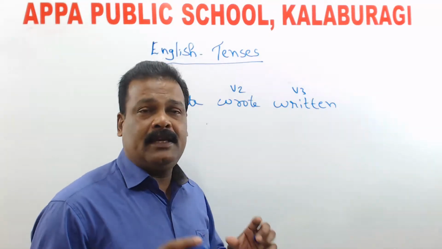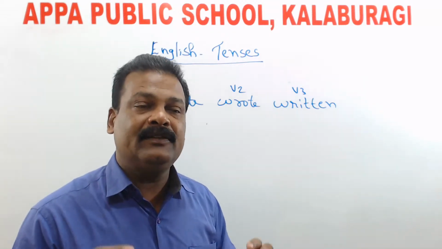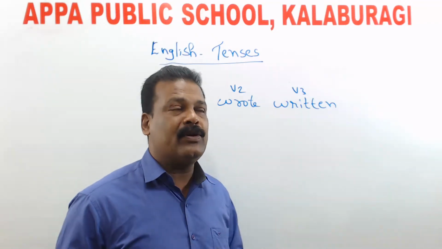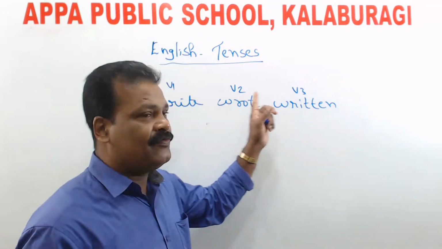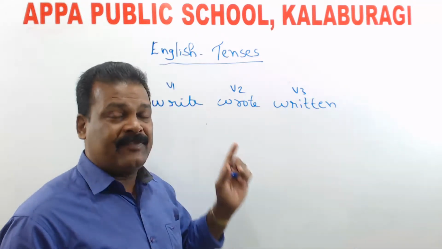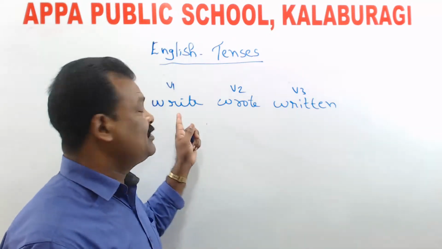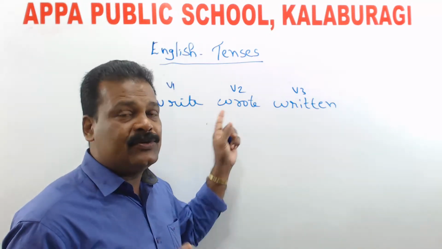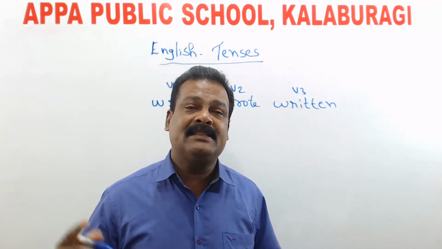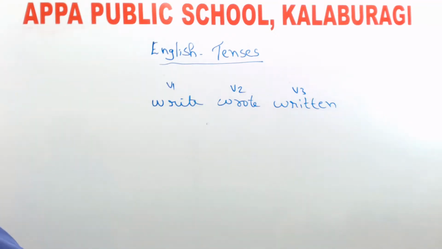So in order to understand tense better, you need to learn the verb forms. This is compulsory. Everyone should know these three forms: V1, V2, V3. When I write the formula and I write V1, you should understand that it is the first form of the verb. When I say V2, you should know that it is the second form, wrote. When I say V3, you should know that it is the third form of the verb. Write, wrote, written. This is how it is going to work.